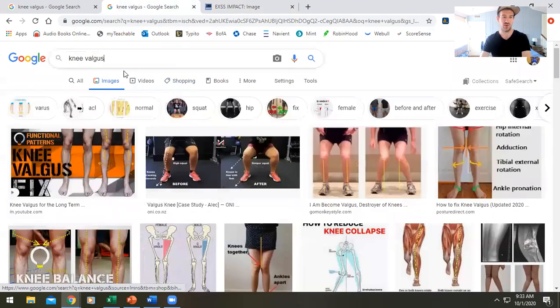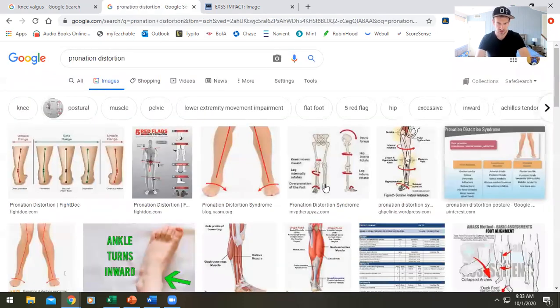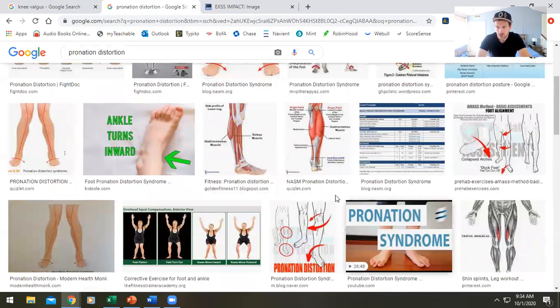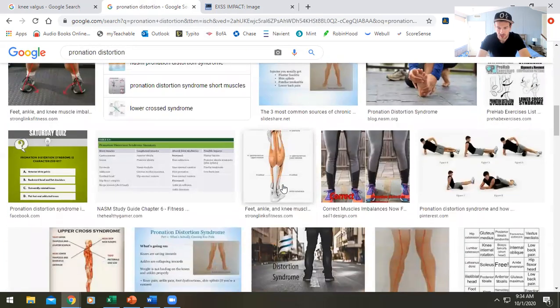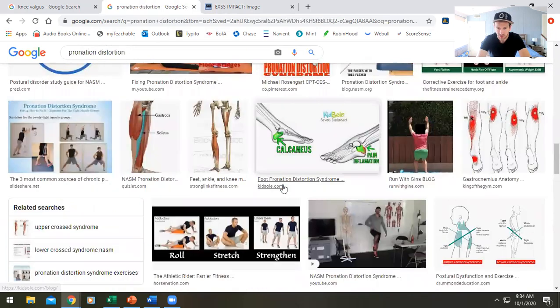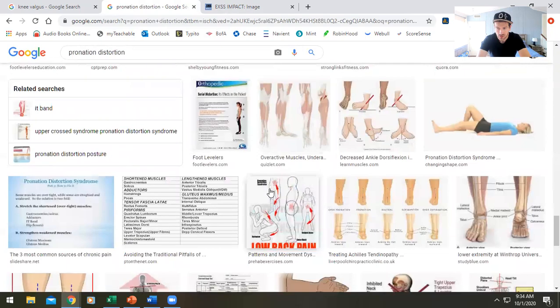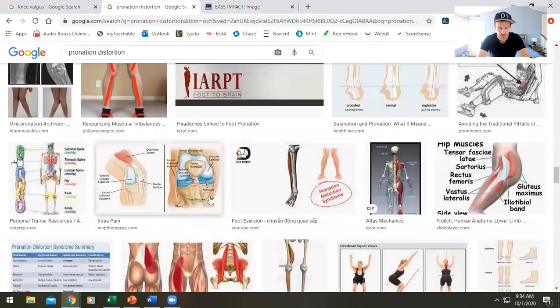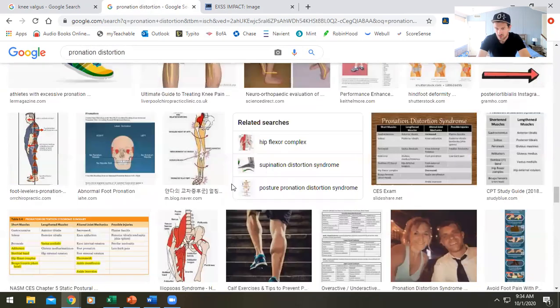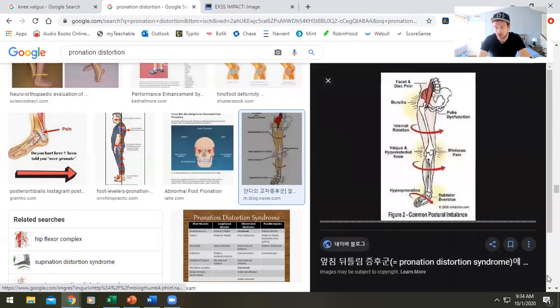Oh, you know what? Actually, what I want to look up is pronation distortion. That's where it is. Come on. There's this one picture with a bunch of arrows that I just love so much. There we go. Oh, this will work. This is real. Oh, there it is.